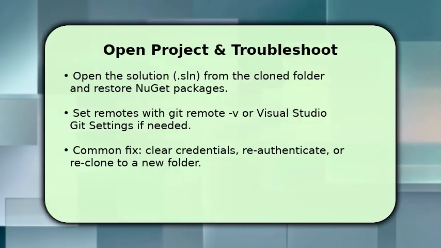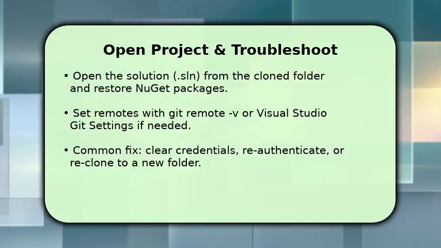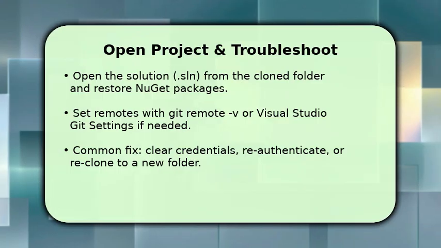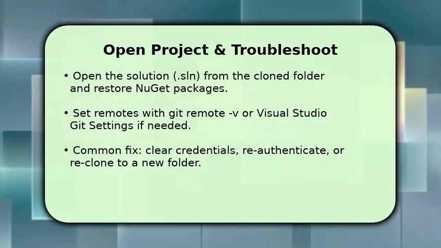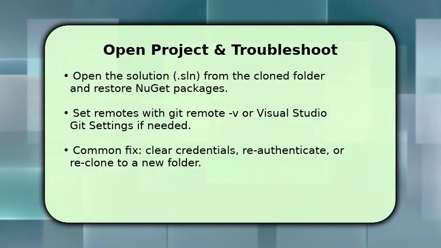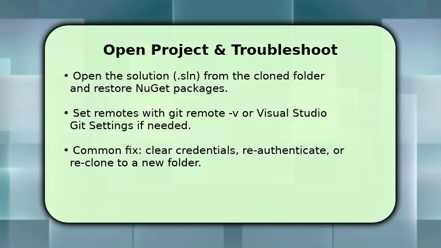If pushing fails, confirm origin remote and branch mapping in Git settings or run git remote -v in a terminal. Make sure your credentials are valid. If you see authentication errors, clear saved credentials, re-enter a valid PAT or reload SSH keys, and reclone to a new folder as a last resort to resolve corruption.